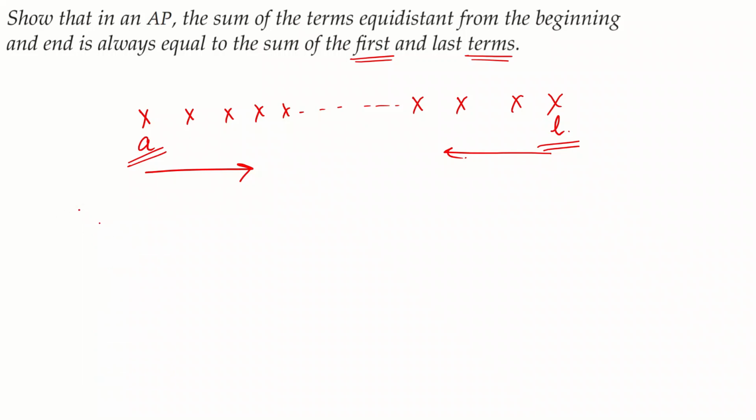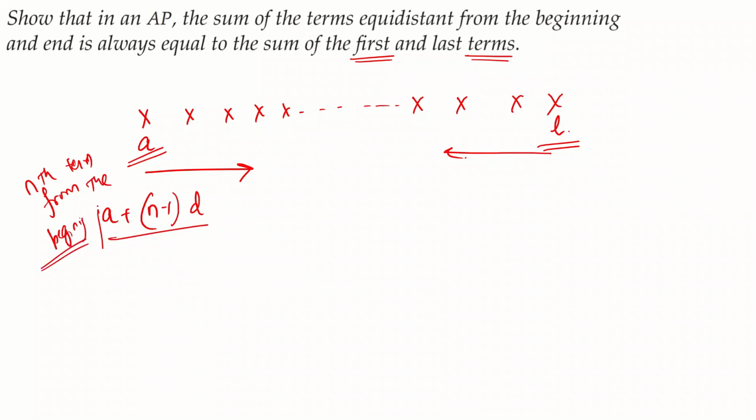Then we need to prove that the sum of the nth term from the beginning and the nth term from the end is always equal to A plus L. So what is the nth term from the beginning? It's just Tn, right? So A plus n minus 1 times d. This is the nth term from the beginning.